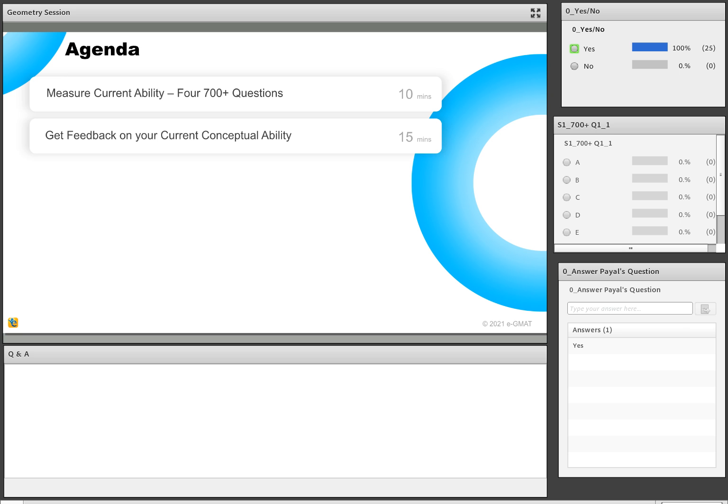So we first figure out what your current ability is in terms of solving GMAT level questions, and then we give you feedback on your conceptual ability. Then we are going to slowly start building your process skills. And as you're midway in the session, you will start to see some level of improvement.